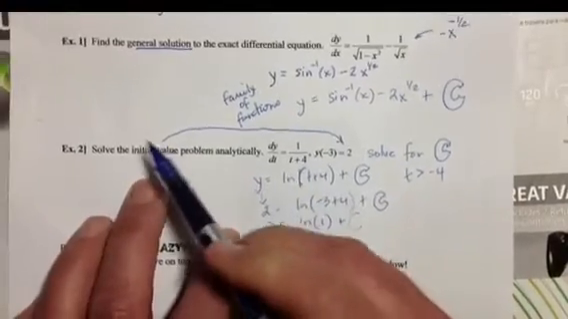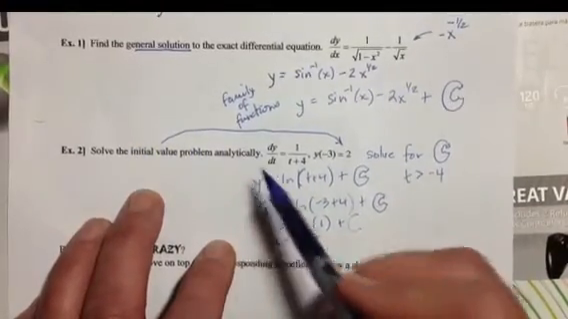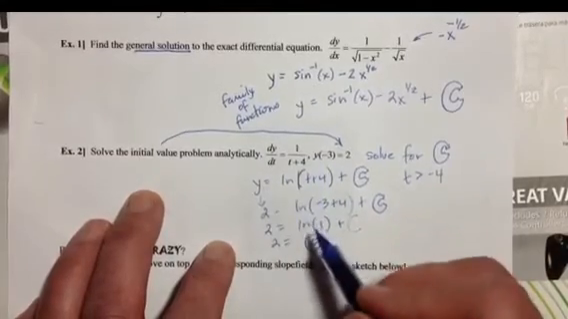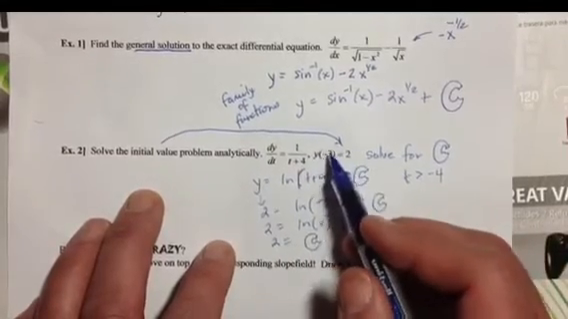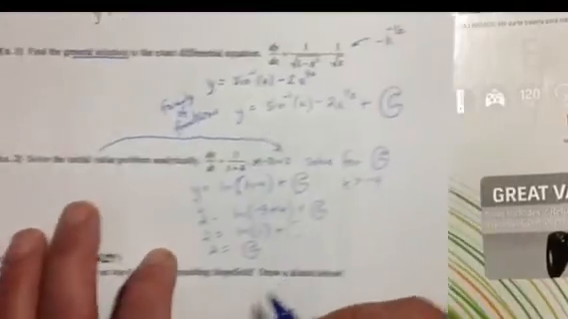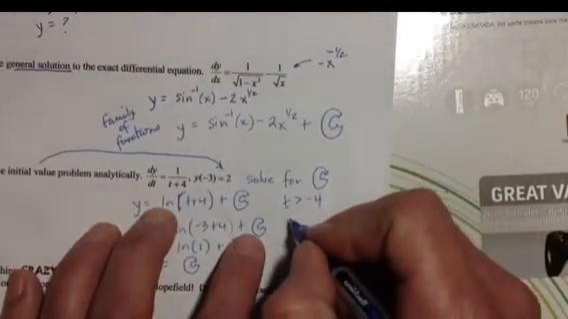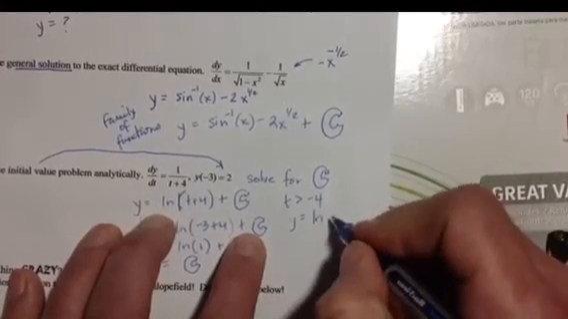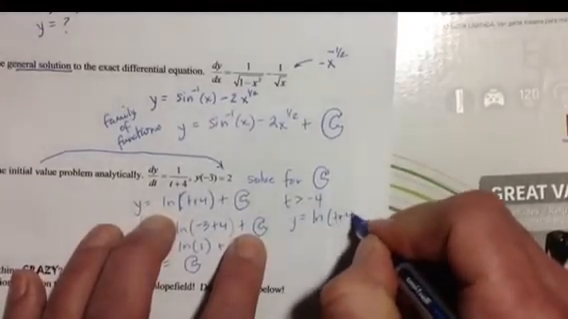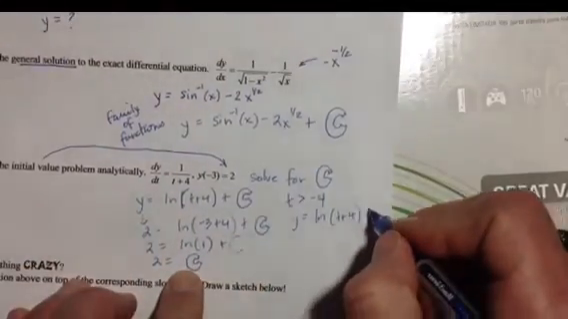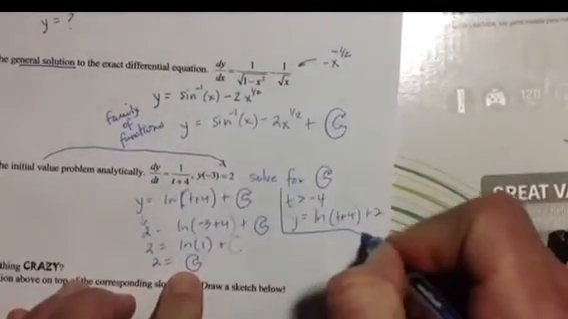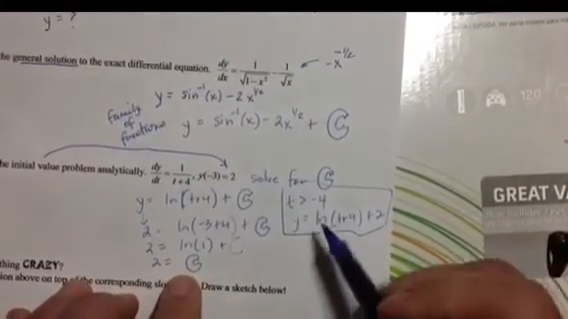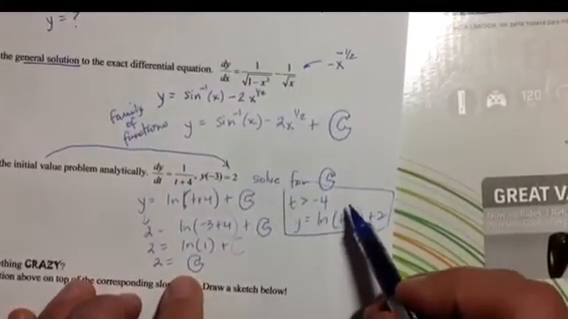So again, I'm going to go back to the problem, solve the initial value problem analytically. We've done that. We found the antiderivative. We plugged in our value for t, our value for y. So I'm just going to make this really clear over here that y is equal to the ln of t plus 4, where the constant was 2. And I'm going to make it really clear that there is a restriction on this function, and that would be that t is greater than -4.